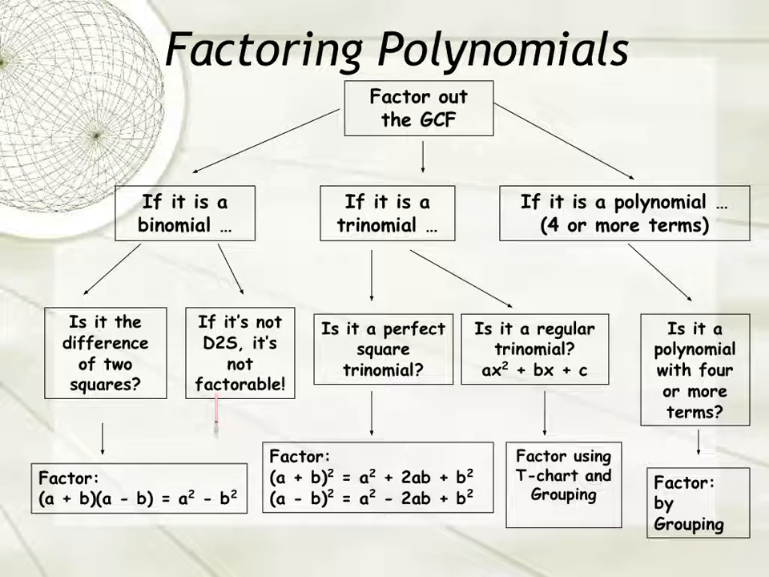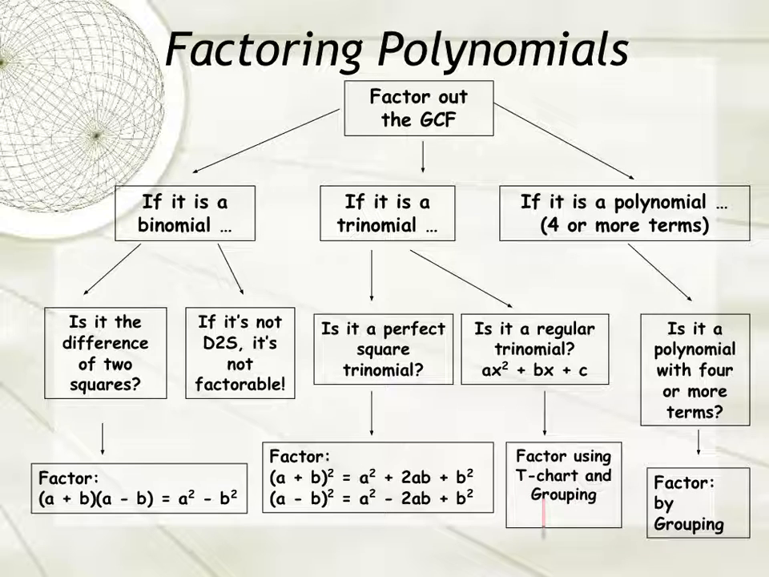So if it's a trinomial, you're hoping it's a perfect square trinomial because they have a pattern that's easy to factor, and here it is right here. If it's not a perfect square trinomial, it doesn't mean it's not factorable. You just have to treat it as a regular trinomial, and now we're looking in terms of the standard form, ax squared plus bx plus c. You just need to use the t-chart and then use your grouping.